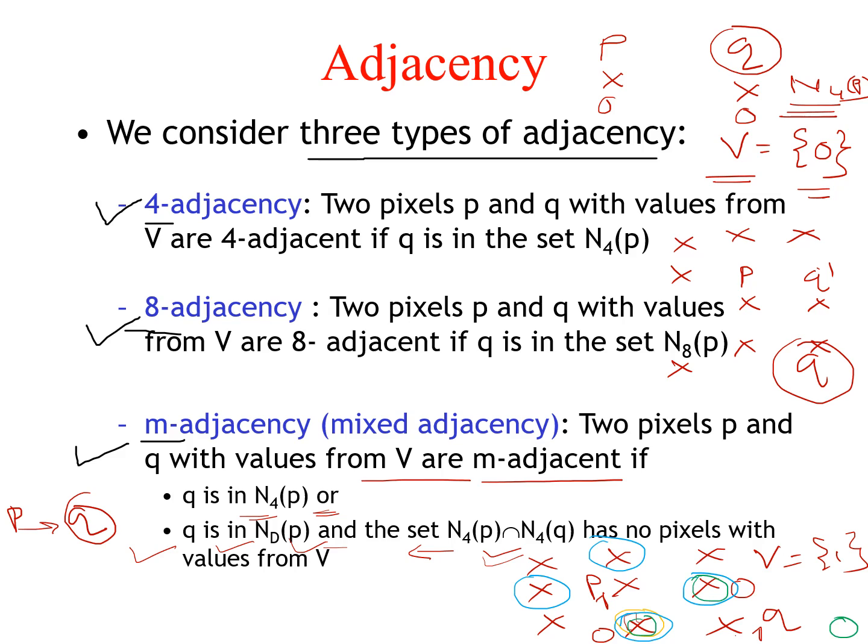Okay, so nothing should be common. Even if these two pixels are common, it is not satisfying the set of V. So this condition becomes true, right? So then we cannot connect this way, or this way. We have to connect this way. This is called M adjacency. Understood? If you have any doubt, we can solve it during the question answer session.